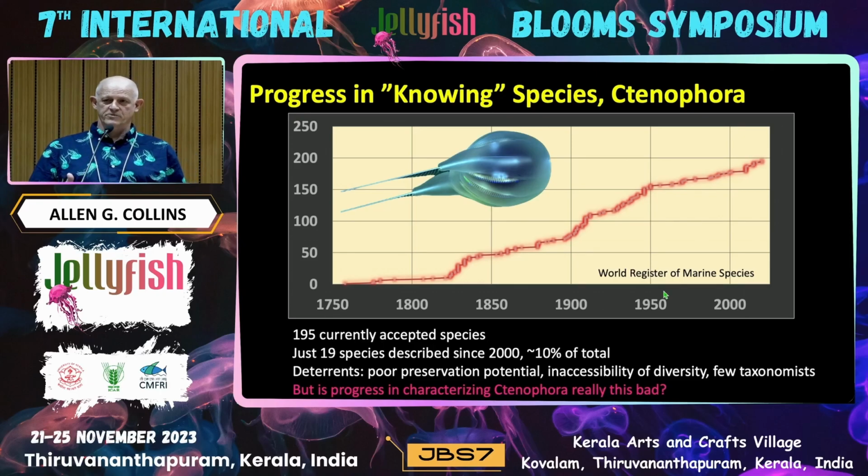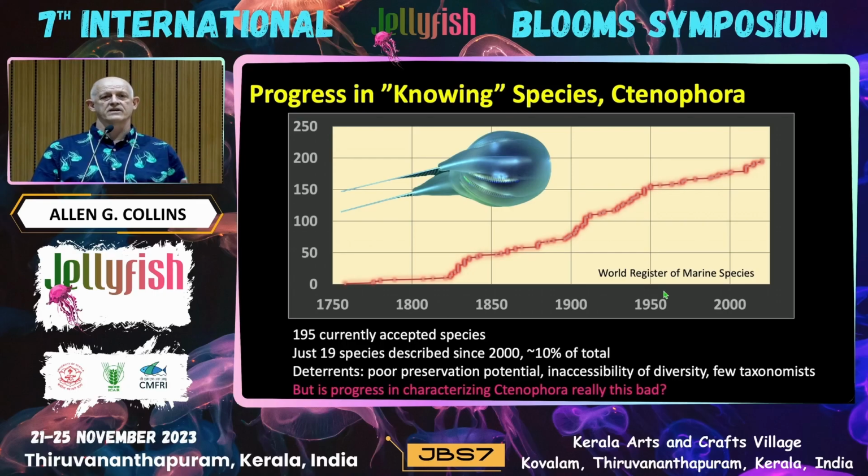This is a species accumulation curve for the comb jellies, and at present we have just under 200 currently accepted species, and 19 of those have been described since 2000. So in the last 23 years, about 10% of those. I just quickly looked up the number for salps and for the pteropods, and those numbers are 6% and 5% respectively. So in the last 23 years, we've added that. So there are hindrances to our progress in knowing diversity in this way, naming and describing things.